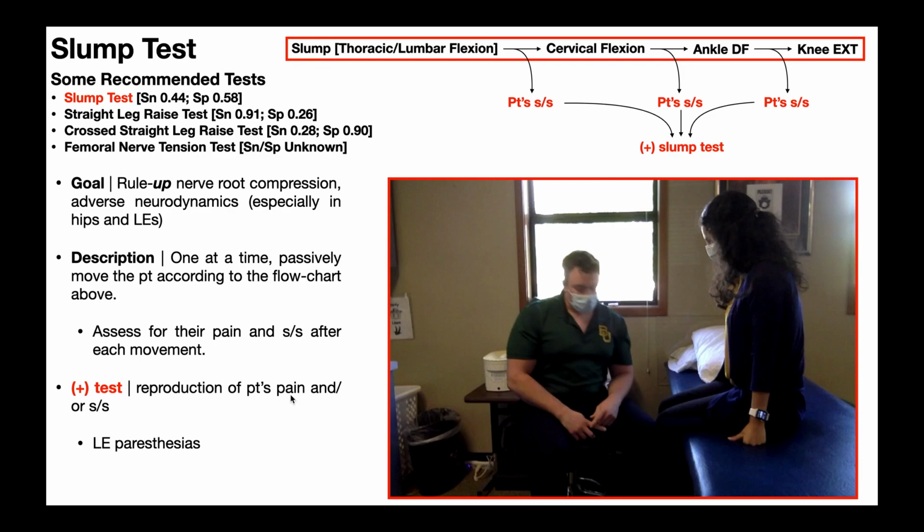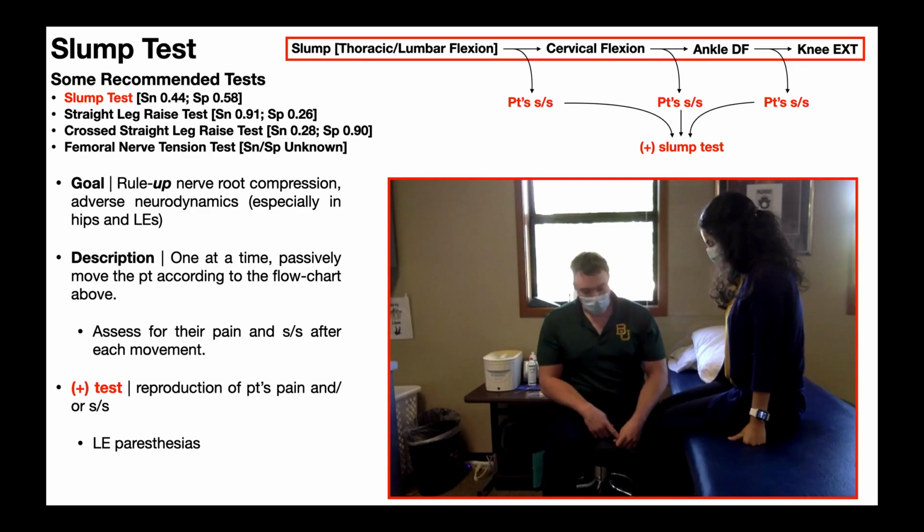Well, by pain, we mean the burning, shooting pain going down that lower extremity. And by signs and symptoms, we mean numbness and tingling going down that lower extremity. So lower extremity paresthesias, numbness, tingling, burning, shooting pain. And if they experience any of those at any point in this pathway, that constitutes a positive slump test. Now let's take a look at a demonstration here of the slump test.